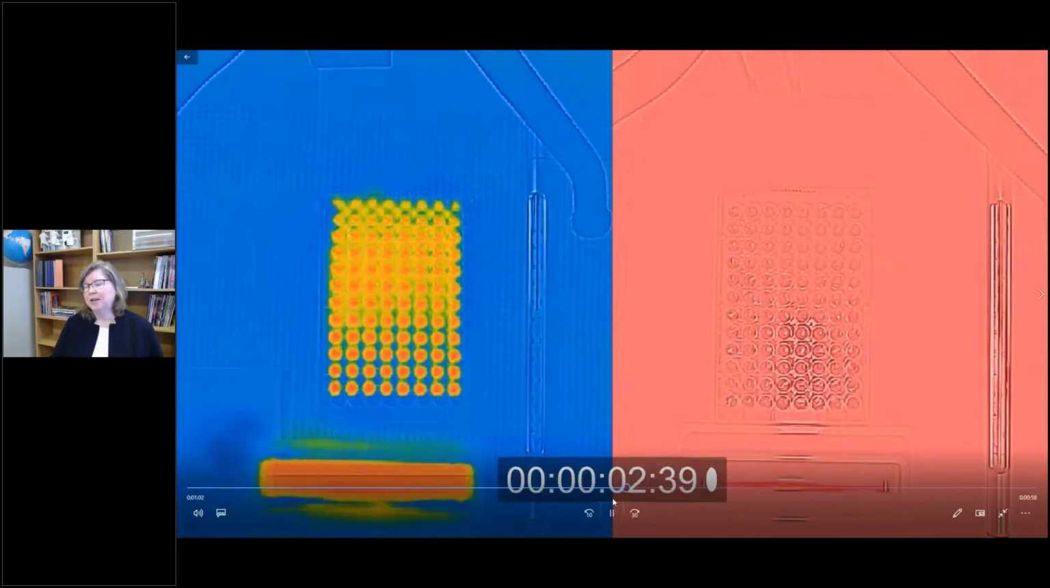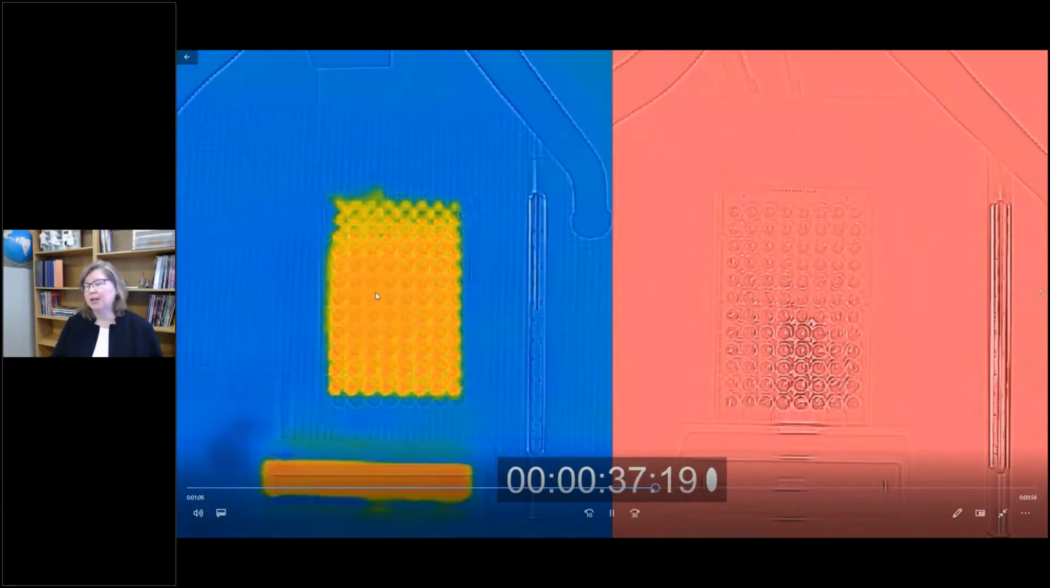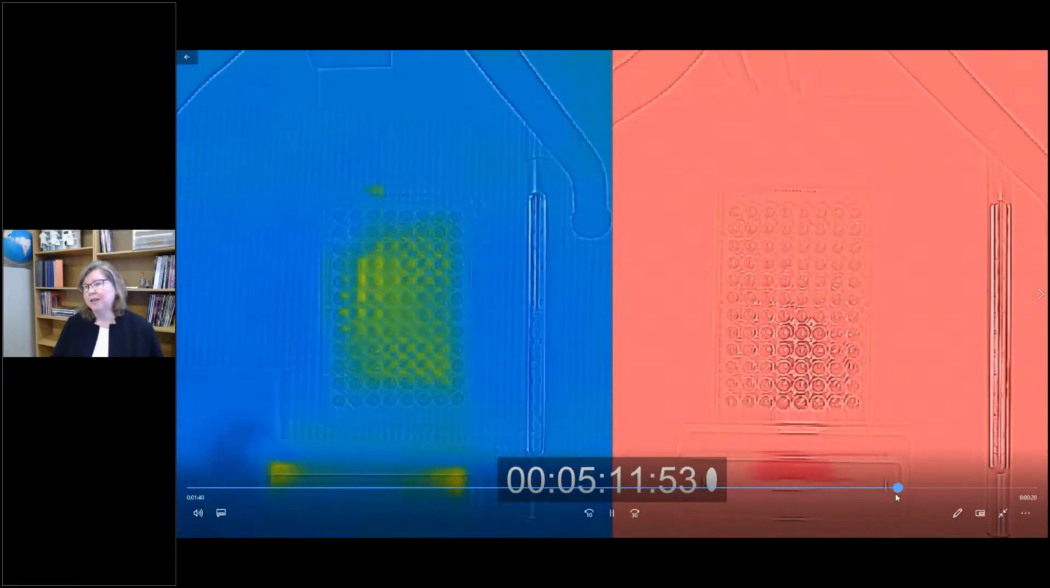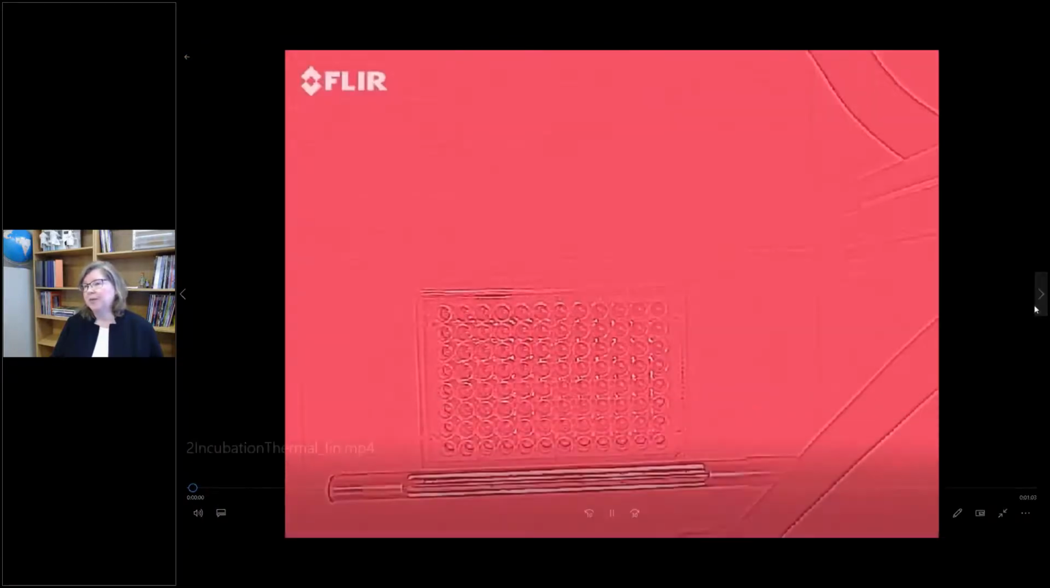The plate is full, and already these cells are being subjected to temperature changes. They're getting cooler and cooler. I'm going to speed this up a little and show you that by 4 minutes, this plate is already cooled to room temperature. So what happens when you put that in the incubator?